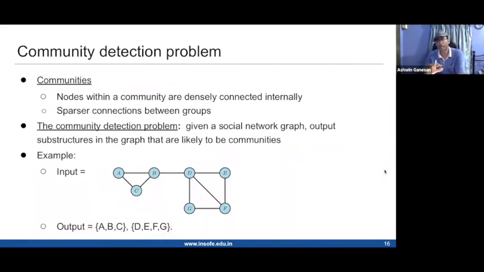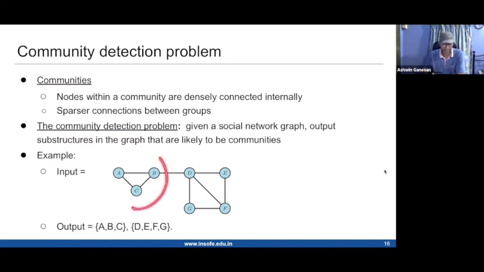I hope you're getting a vague idea as to what the community detection problem is from this example. Again, I haven't rigorously defined why that's the output. That's something we still have to talk about, but I hope you see what the community detection problem is.